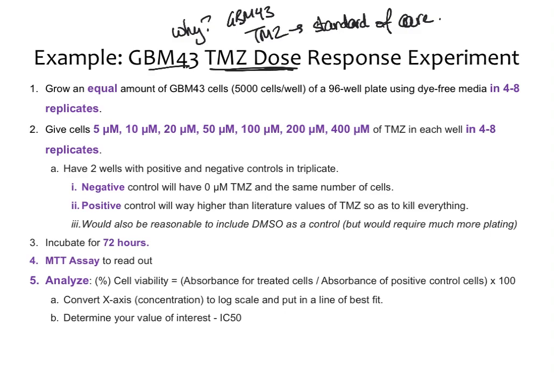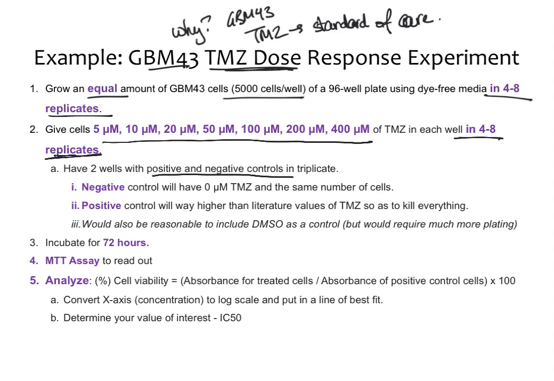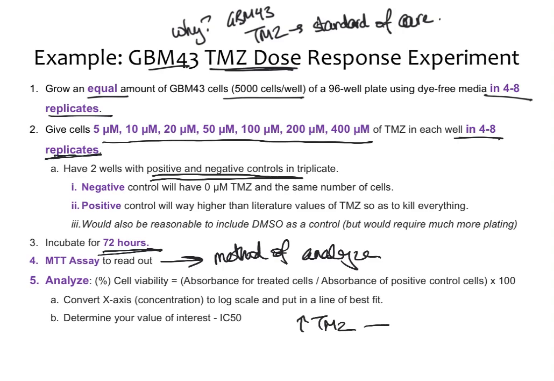And so here we've clearly specified how we're going to grow the cells, what kinds of cells we're going to use, and how long we're going to grow them for. We've talked about the different doses of TMZ that we're going to use. And again, we have our replicates. We make sure to specify our controls, because that's really important, and specify the timing. We talk about our method of analysis. And we know that we expect that as the TMZ goes up, we'll see increased cell death for GBM43. So that's our expected result.